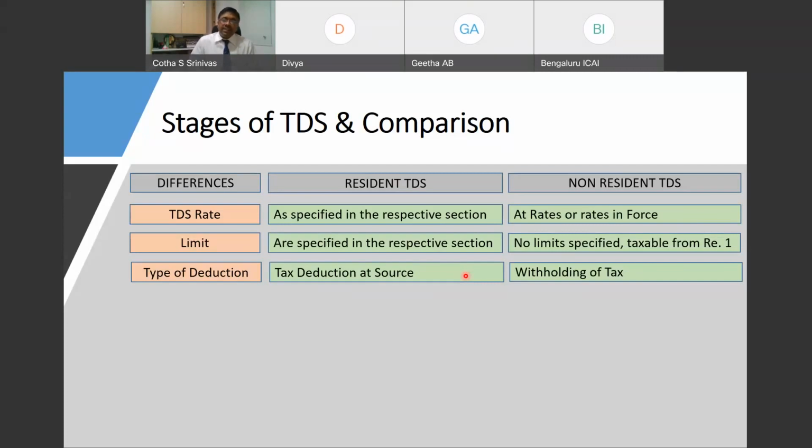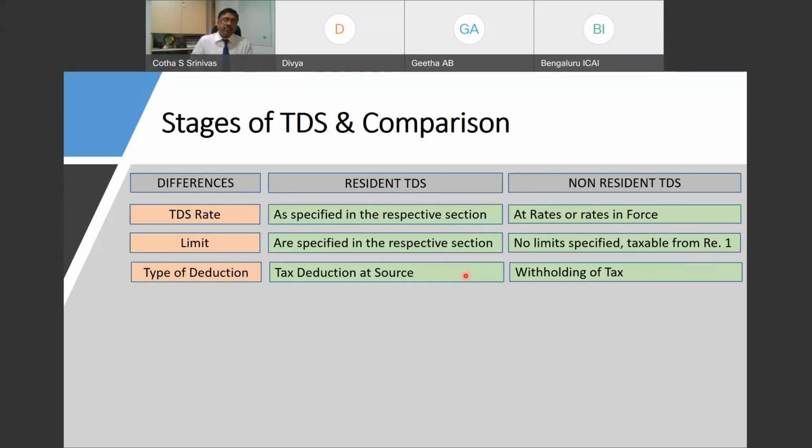Ultimately, my tax liability may not be 10%. It may be 5%, it may be 20%, and also 30%. So the average rate of tax I may be paying may be more than 10%, but the TDS will be done only at the rate of 10%. So it is not the actual tax liability or tax deduction. It is only as specified in the section.